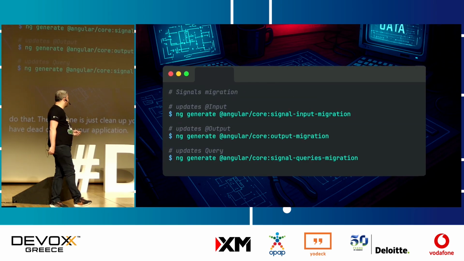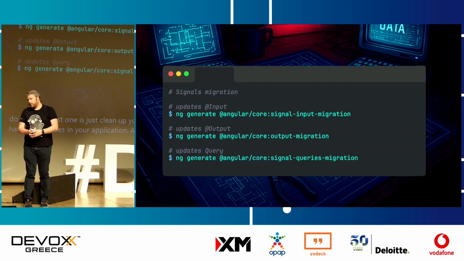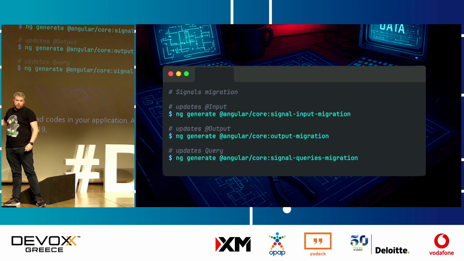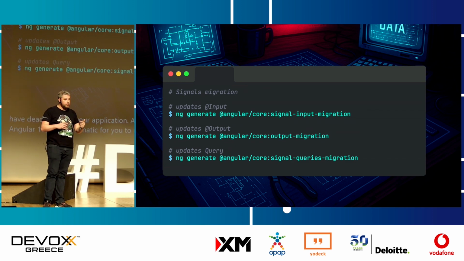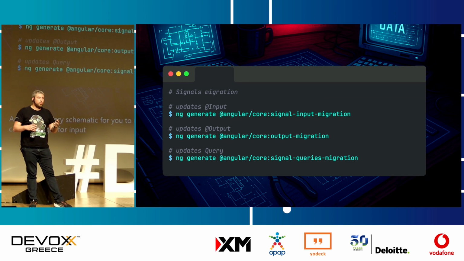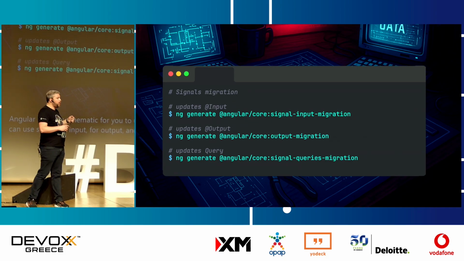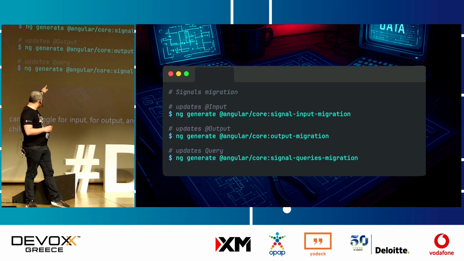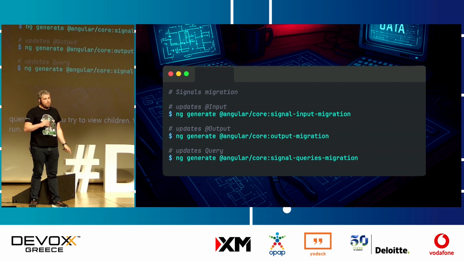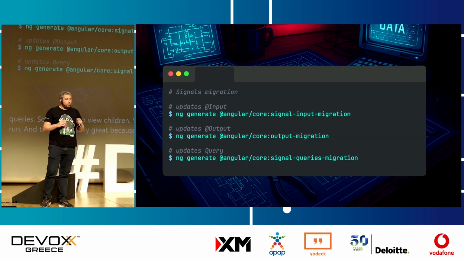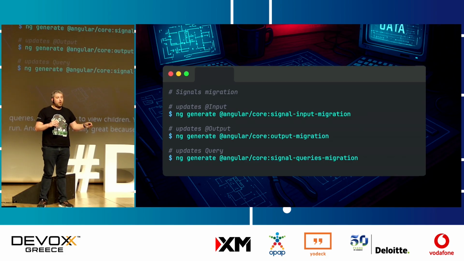And if you go further than that with Angular 19, there is a schematic for you to use signals. And signals are great. You can use signals for input, for output, and for all the queries. So if you use viewChild or contentChildren, you can use that. And there is just that to run. And those are really great because I tried it. They ask you, do you want me to migrate everything or just the things that will work, and not the things I will break?